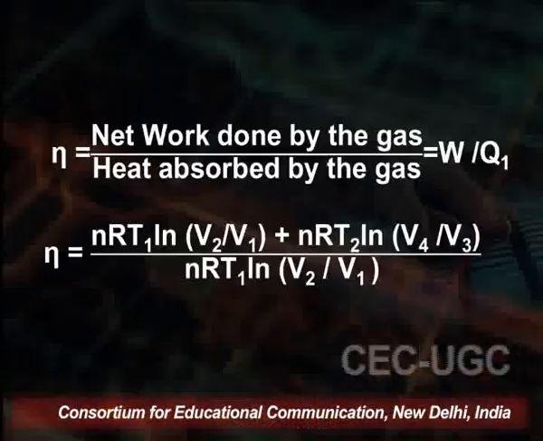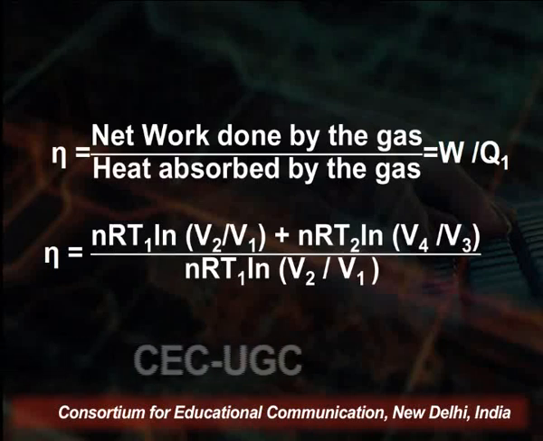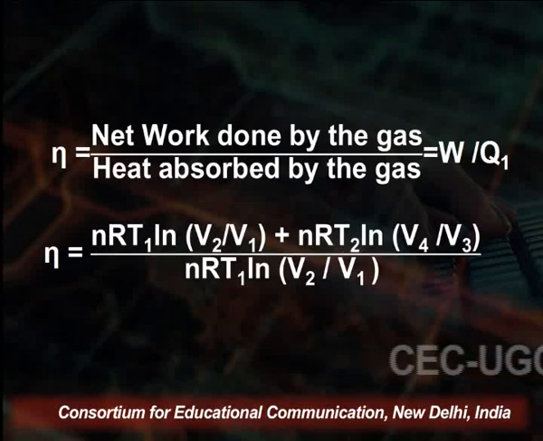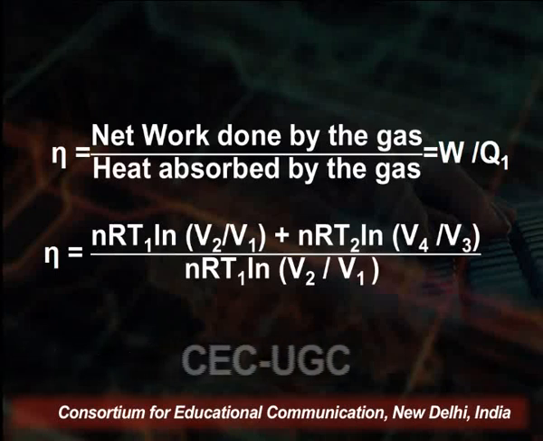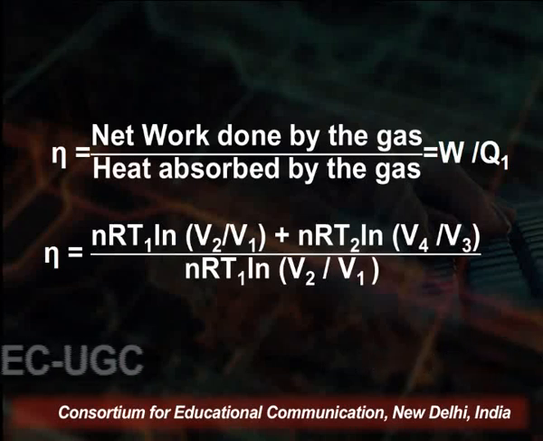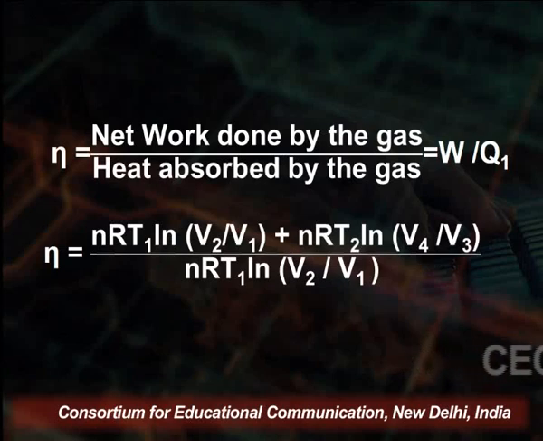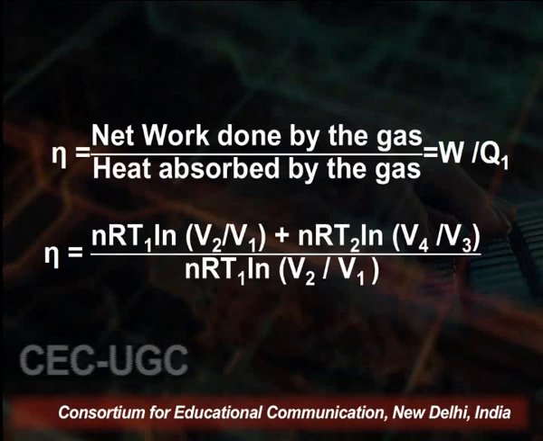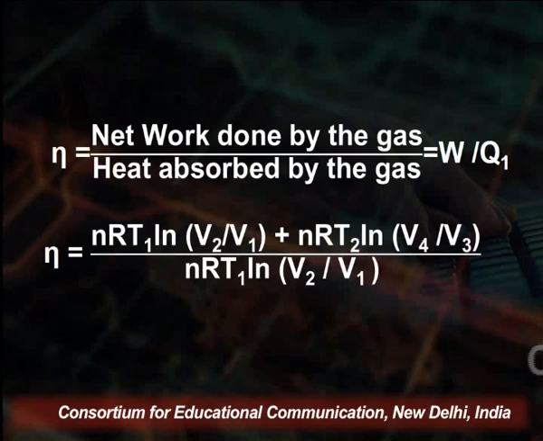So reiterating what we have discussed earlier, eta is the ratio of the net work done by the gas to the heat absorbed by the gas. That is, it is equal to W by Q1. Substituting the values of work done and heat absorbed in the formula, we get eta is equal to nR T1 log of V2 by V1 plus nR T2 log of V4 by V3, divided by nR T1 log of V2 by V1.